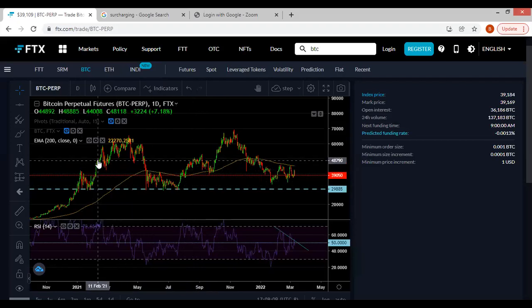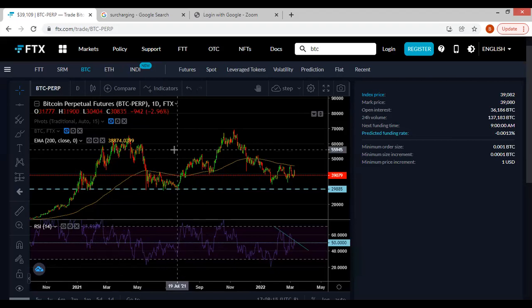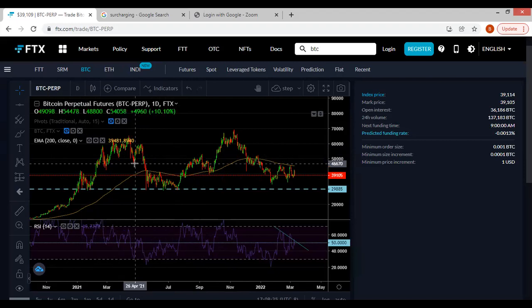I normally use exponential moving average just to know the prevalent trend in the market. As you can see on my screen, I have EMA 200, that's exponential moving average 200, on the daily time frame. What it does is that it filters the noise. It helps me to know who truly is in charge, who is dominating the market.